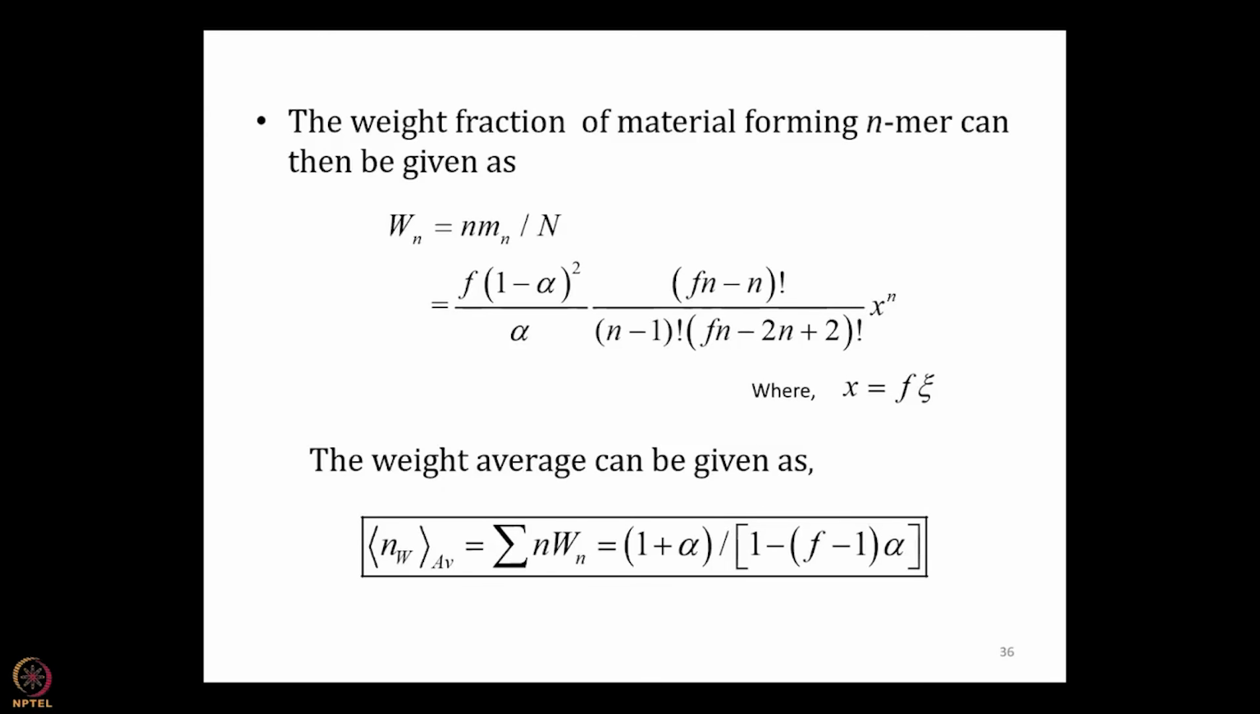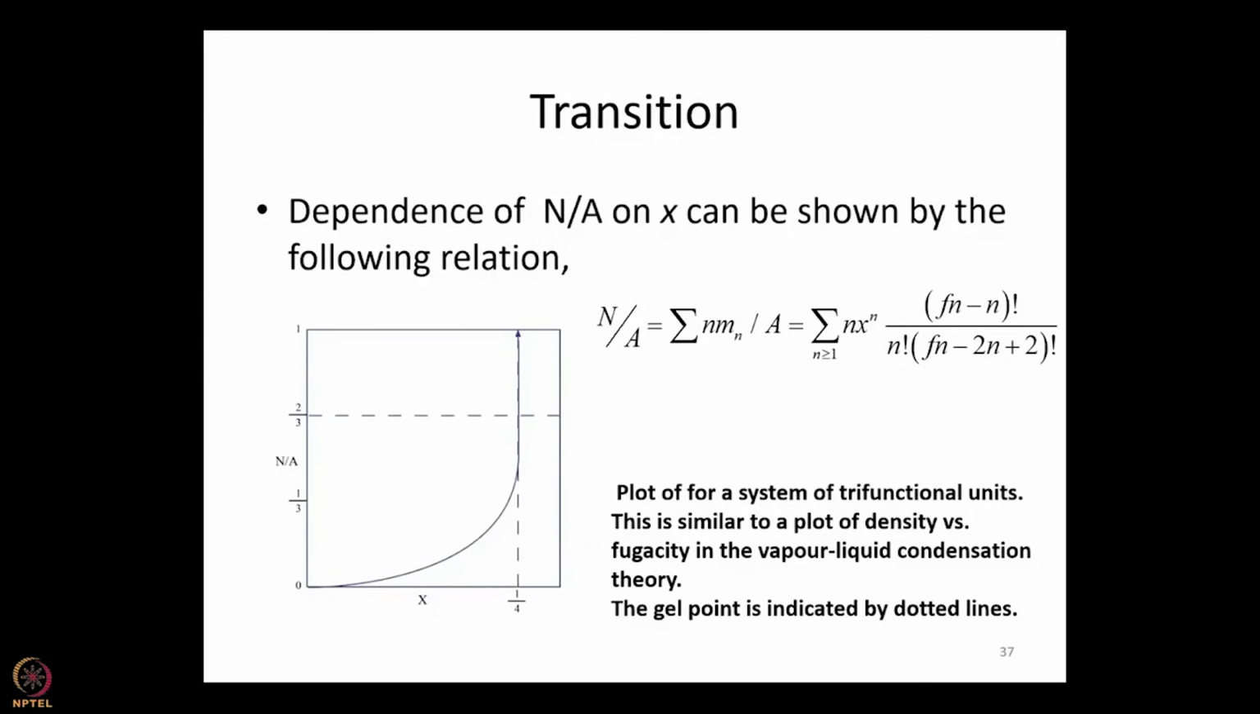So when monomers react to that extent, and as it goes on reacting, the extent reaches 1 over f minus 1, that value, then it diverges. And that is exactly what is shown here, that the weight average molecular weight is undergoing a divergence.